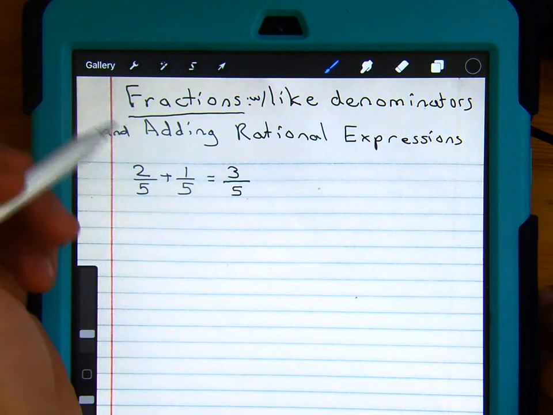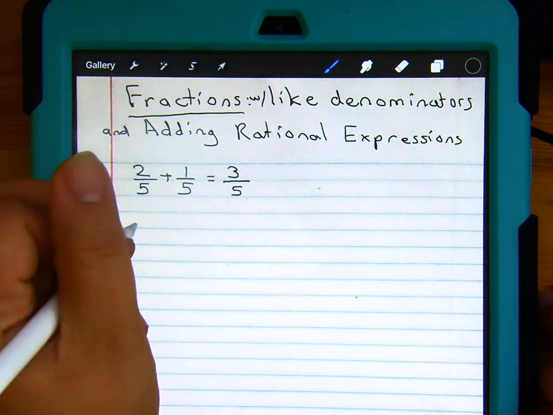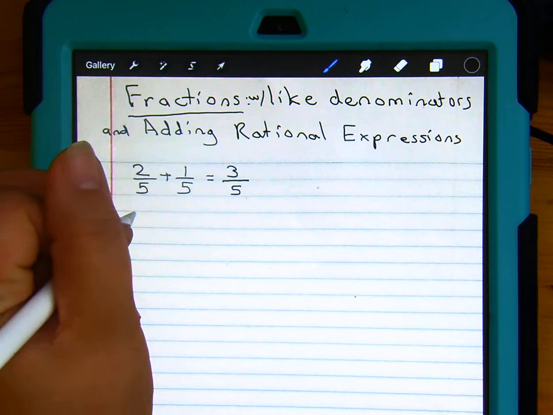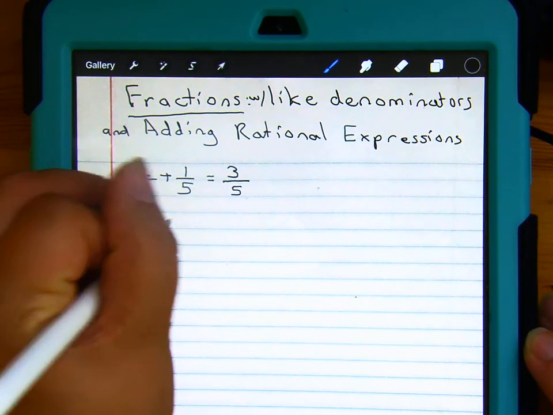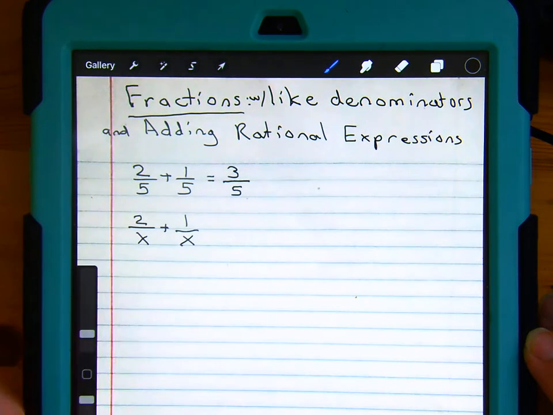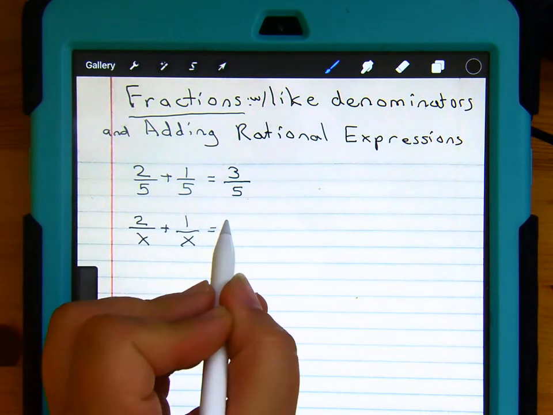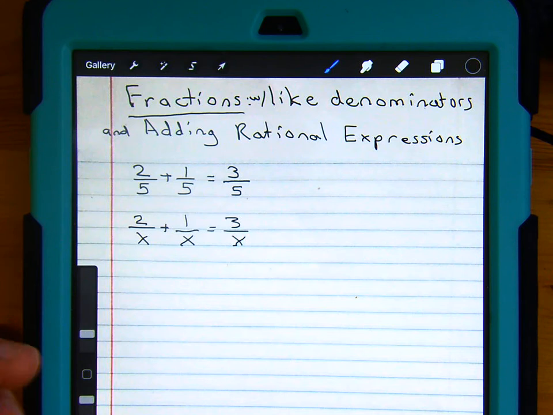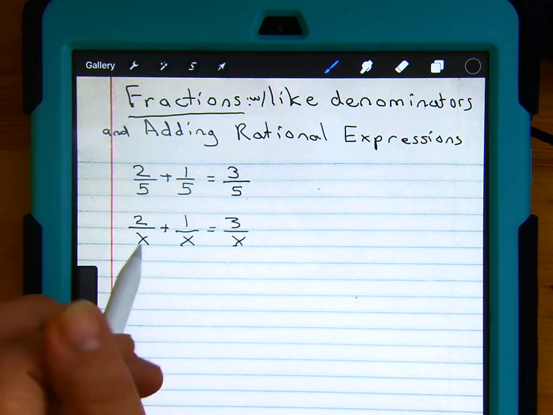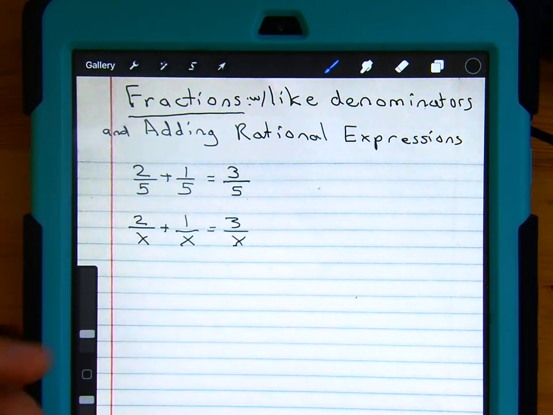So when it comes to starting to become rational expressions or variables, this process is not going to change. So if we had 2 over x plus 1 over x, we simply get 3 over x. We don't know what x is, and technically we really don't care. It's a certain quantity, it's a set quantity, it's the same between both of them, and so it's going to be the same over here.